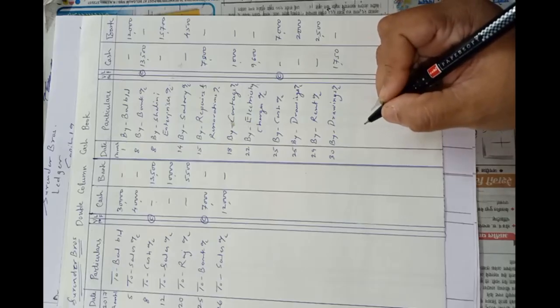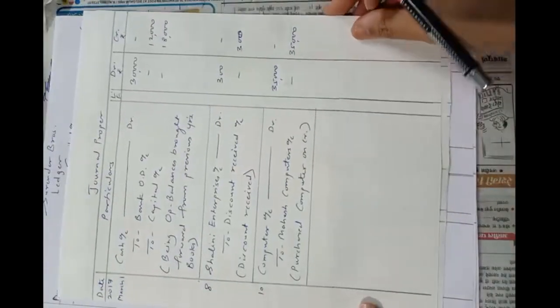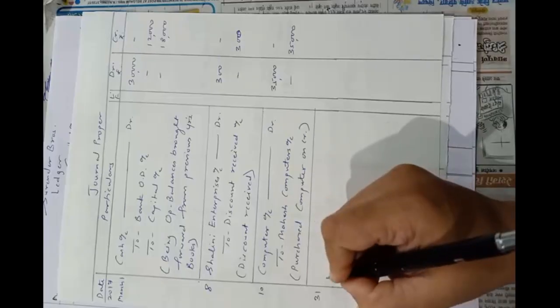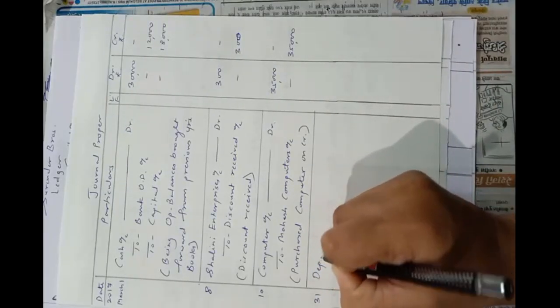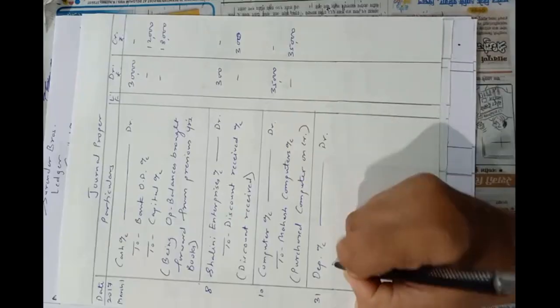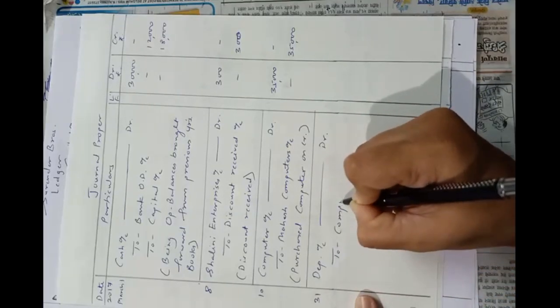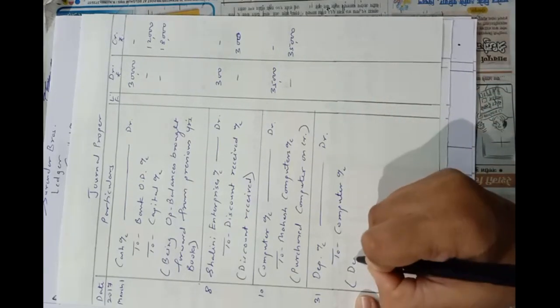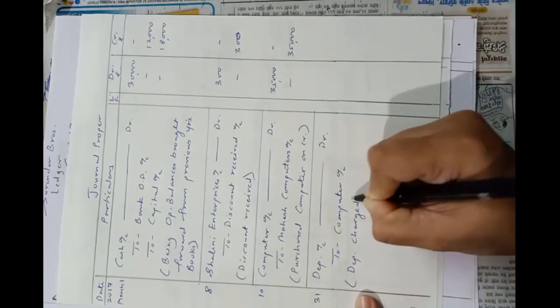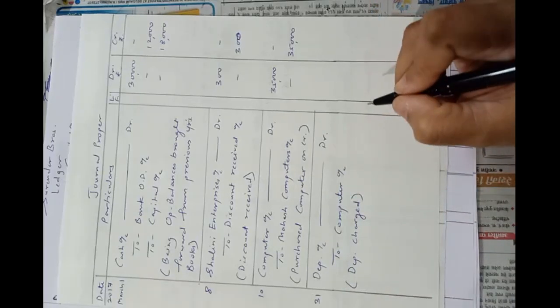Okay, now next entry, entry of 31st March, depreciation charged on computer at 5% per annum. So this entry will be entered in the journal proper. So here on 31st March, depreciation charged on computer. So depreciation account debit to computer account. Depreciation charged on computers. This much is sufficient.